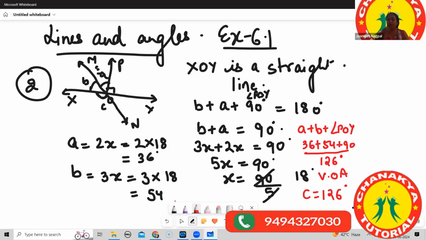Now note it down, and I'm giving you 2 minutes for revision. Okay, then I will remove it.